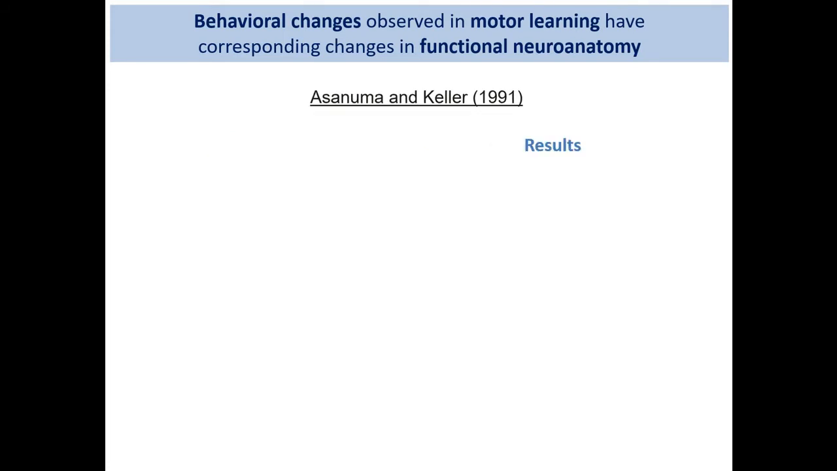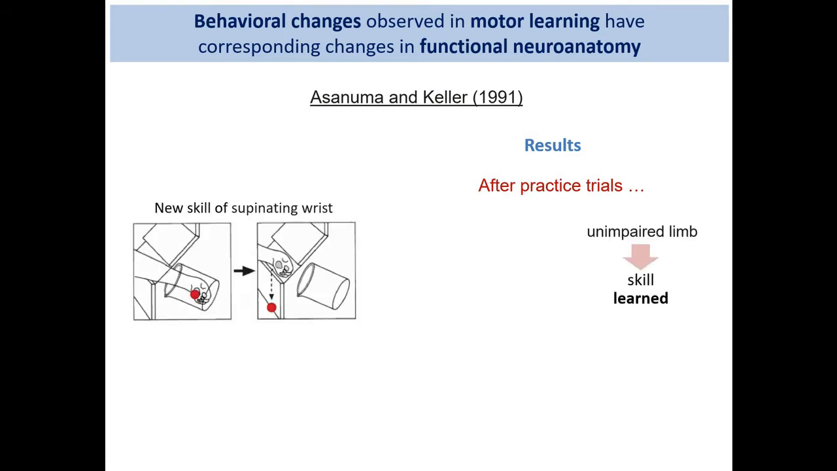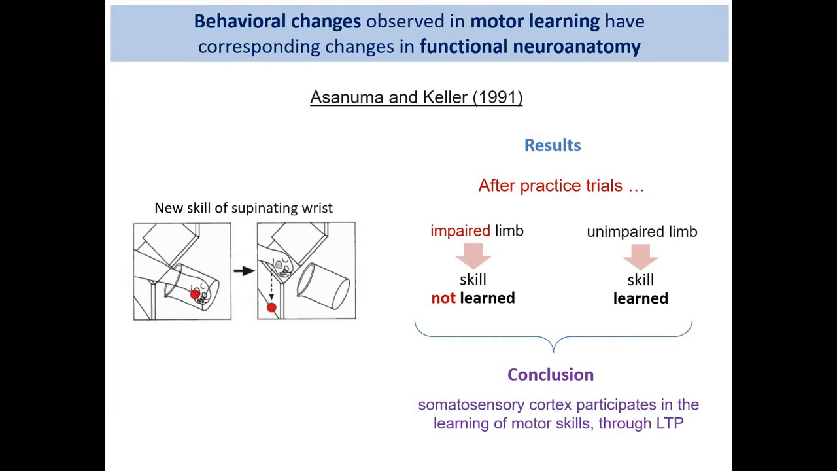So what were the results from this study? After the practice trials, we see that for the unimpaired limb, the cat is learning the new skill of supinating its wrist in order to get the food pellet. In contrast, this skill was not learned on the impaired side. The conclusion here is that the somatosensory cortex appears to play an important role in the learning of motor skills, through the mechanism of long-term potentiation.